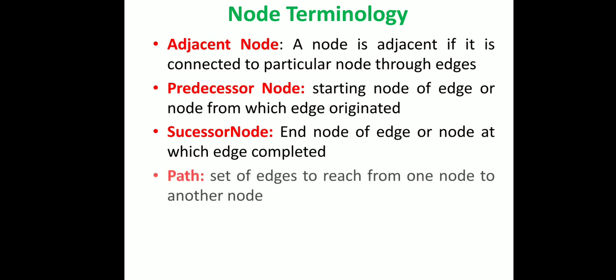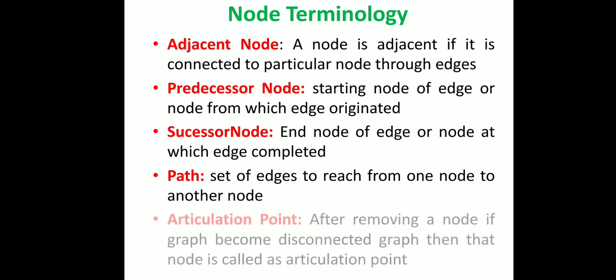Now what do you mean by path? A set of edges to reach from one node to another node is called a path. So I want to go from Nasik to Mumbai. There are n number of ways. I can go Nasik, Dwarka, then Igatpuri, Mumbai. I can visit Nasik, then Igatpuri. So alternative paths are available to reach from one node to another node. This set of edges is called a path.